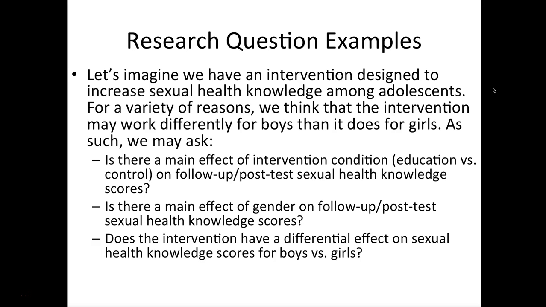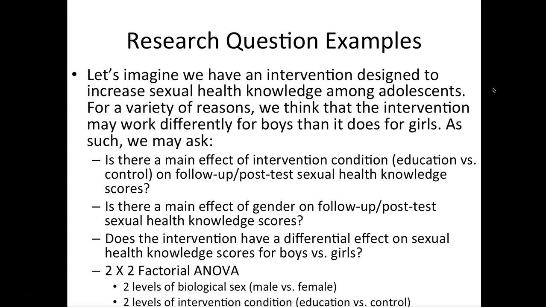And then to ask the interaction question, we would say, does the intervention have a differential effect on sexual health knowledge scores for boys versus girls? And so we might say that a little bit differently when we're talking about interaction hypotheses. But in this situation, we could run a 2x2 factorial ANOVA.